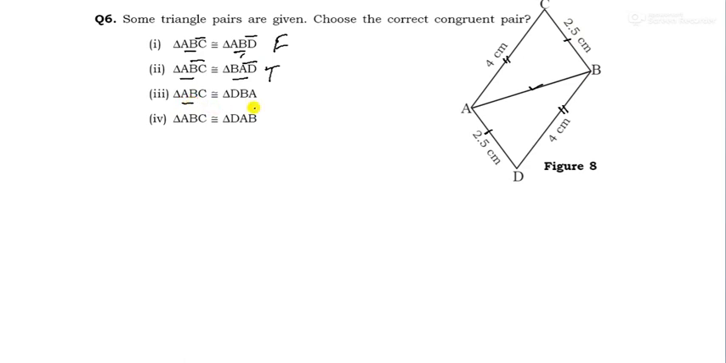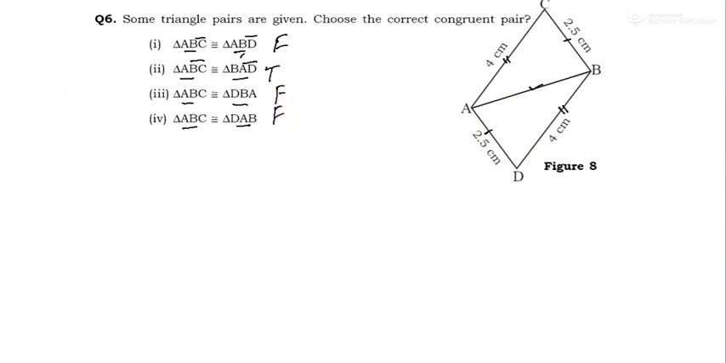Now first of all, AB is equal to DB. It is not. So that is the false statement. AB is equal to DA. Here AB is not equal to DA, so that is the false statement.